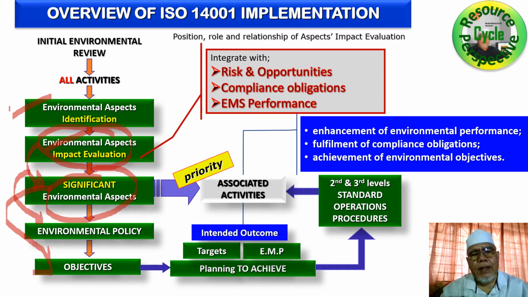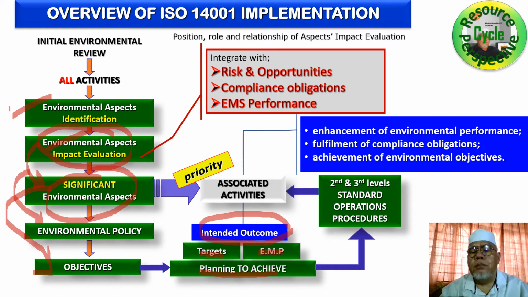When that is done, we know where our company is going. Then we start to plan to achieve those objectives by having environmental targets and also detailing how to get there. The environmental management program, that is what it is called. So we do not have to change these terms, targets and EMP. They are still there. This is what is encompassed under intended outcome.